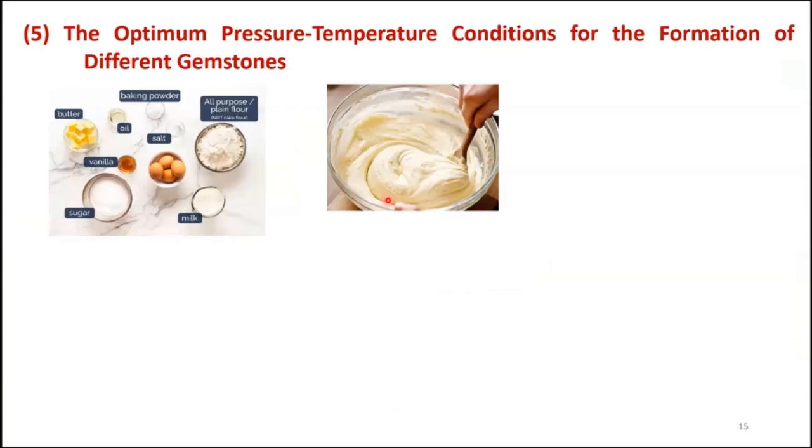The next thing is the optimum pressure temperature conditions for formation, because different minerals are stable under different pressure temperature conditions. So I will go back to my previous example. Here are the ingredients to produce a butter cake, a vanilla flavored butter cake. If you mix them in the relevant proportions, according to the recipe, 500 grams of flour and then 5 eggs, like that, you mix it.